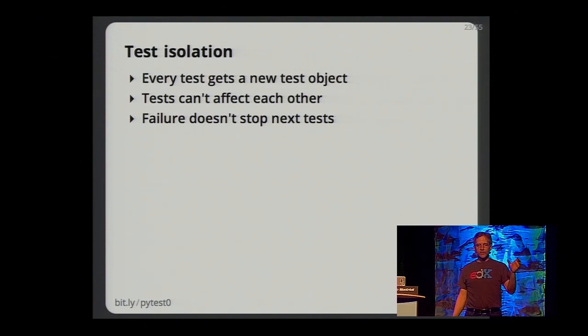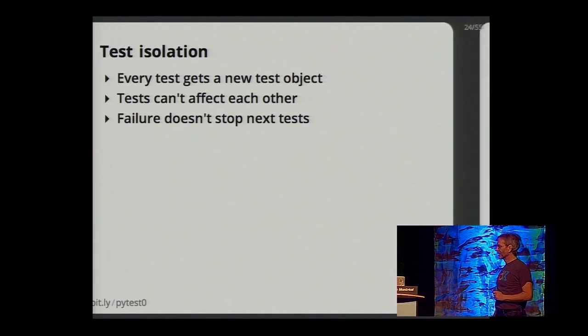In theory, you should be able to have a 10,000 test suite and be able to run any single test out of it all by itself and have that test pass just as if it were run along with all of its 9,999, however many it is, brothers and sisters. It's hard to do arithmetic on stage.